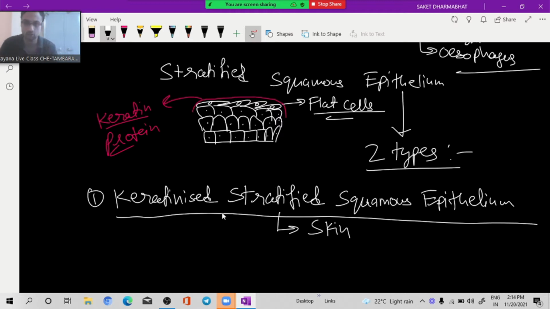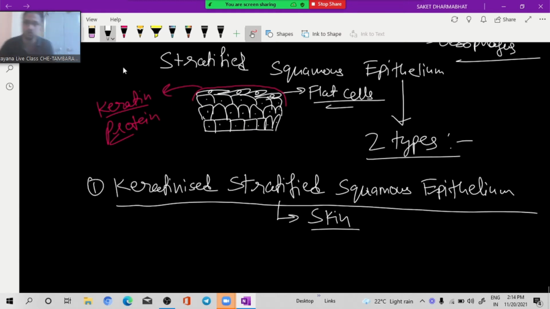Keratinized stratified squamous epithelium is also called the germinativum layer, but that will not be asked in NEET. In older times, the integumentary system was also there in zoology, so students preparing for pre-medical exams studied that also. So this keratinized stratified squamous epithelium is found in skin.